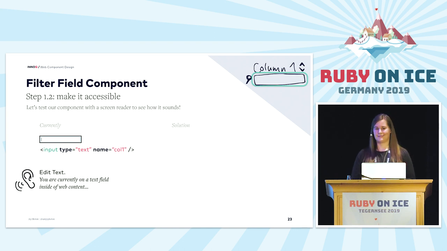Edit text. You are currently on a text field inside of web content. To enter text in this field, type. To exit this web area, press Control Option Shift up arrow.